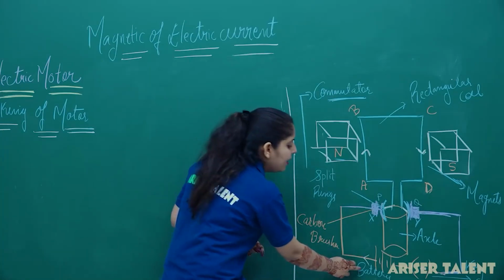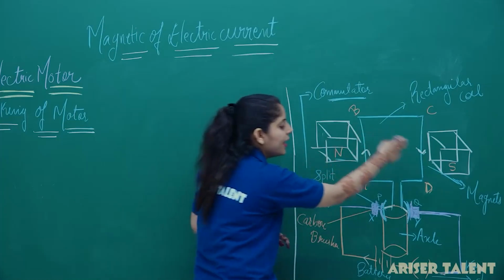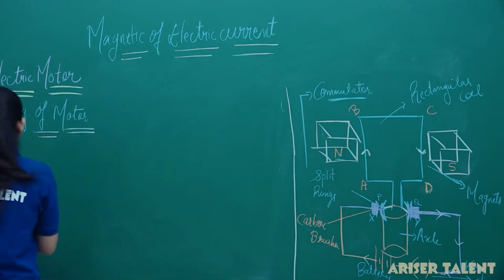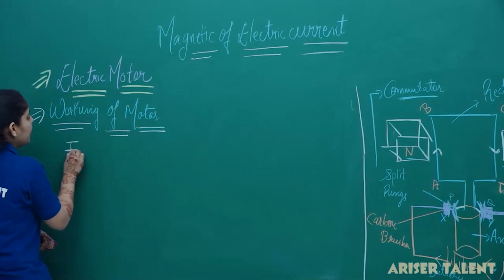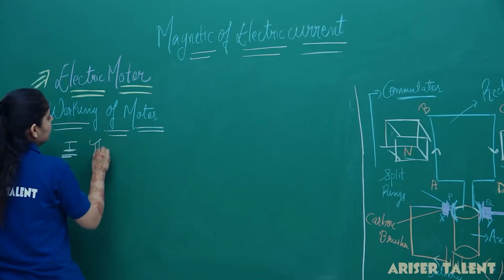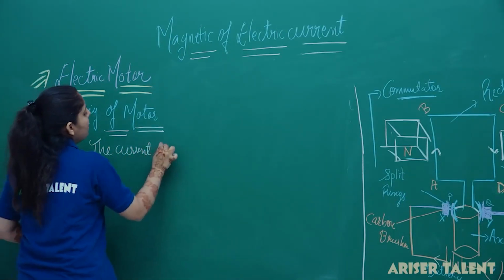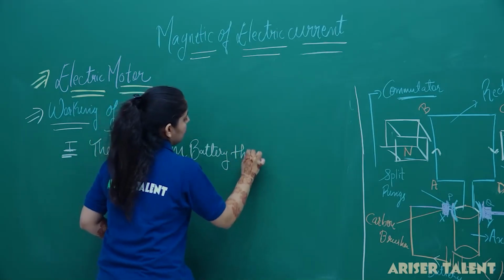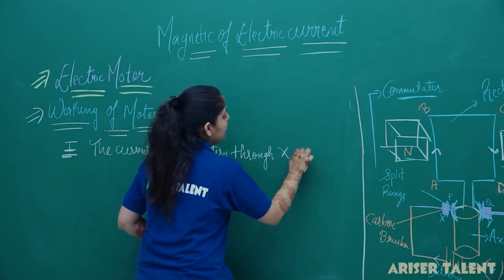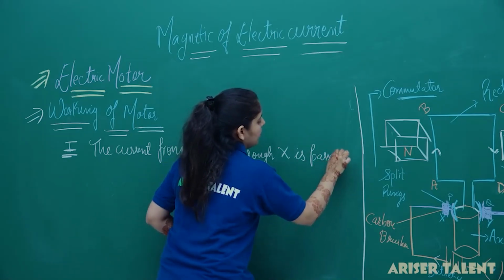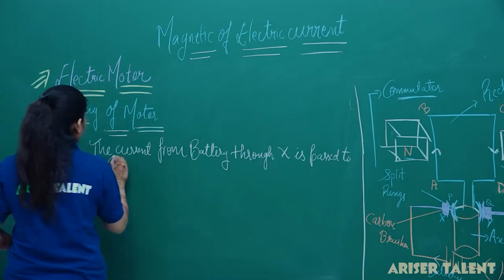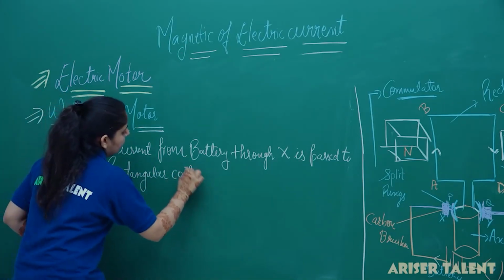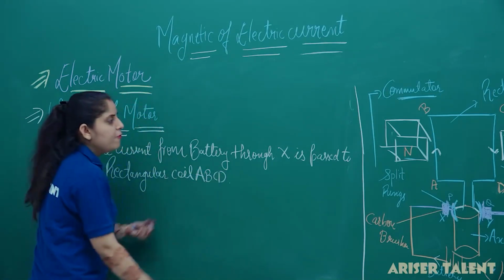Now, if current is entering from this source through X and it is again coming to the battery through the brush Y, I can draw the symbol like this. So we can see that in step number 1, the current from the battery through X is passed to a rectangular coil ABCD.